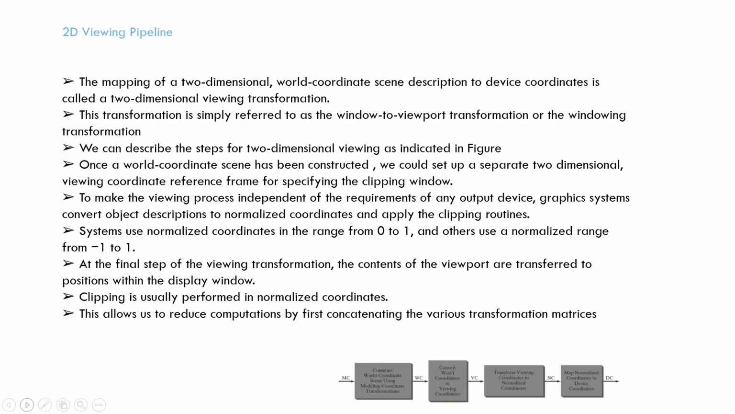The diagram that we are discussing here starts with the modeling coordinates, connected to construct the world coordinate scene using the modeling coordinate transformations, which give the world coordinates. Then we convert world coordinates to viewing coordinates. Next, we transform viewing coordinates to normalized coordinates. Then we map normalized coordinates to device coordinates.